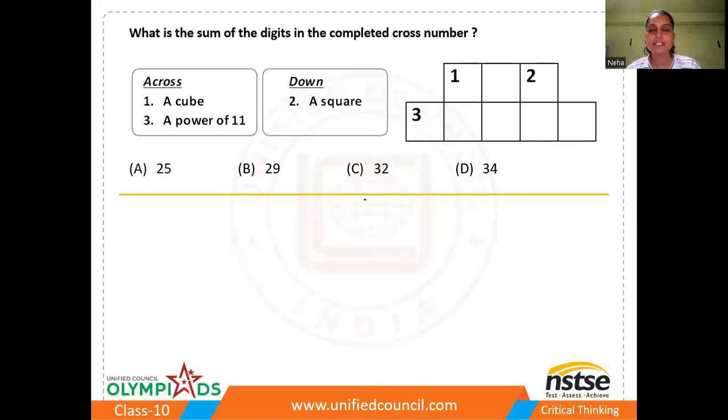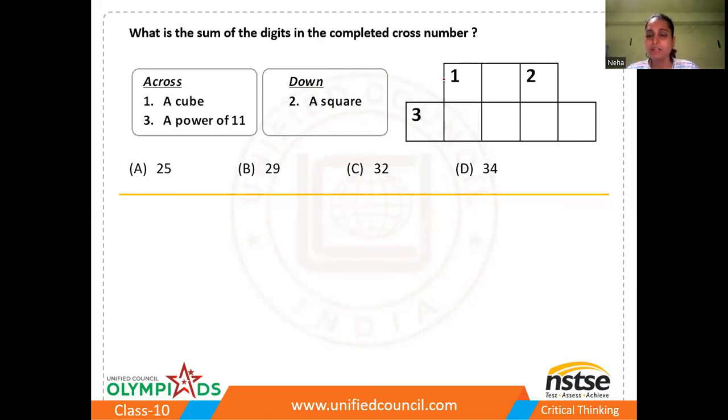What is the sum of the digits in the complete cross number? 1 across is a cube, 3 across is a power of 11, 2 down is a square. This question is quite tricky. So 1 across should be a cube. For a power of 11, 11 to the power 1 is 11, 11 to the power 2 is 121, 11 to the power 3 is 1331, and 11 to the power 4, and this goes on like that.